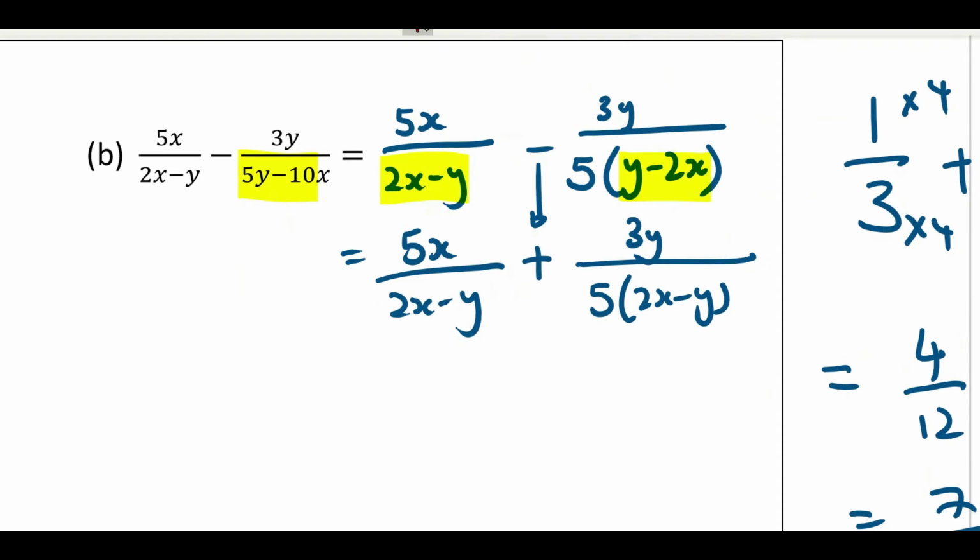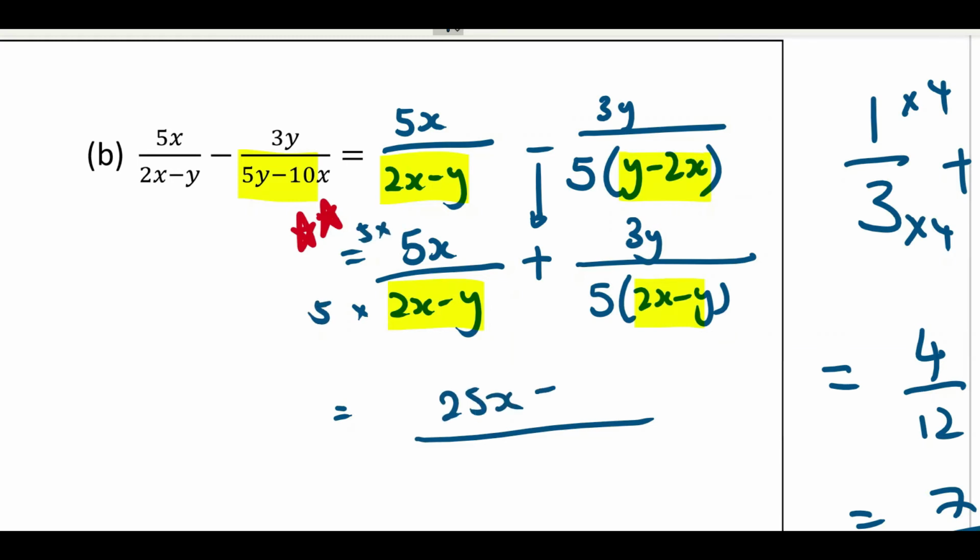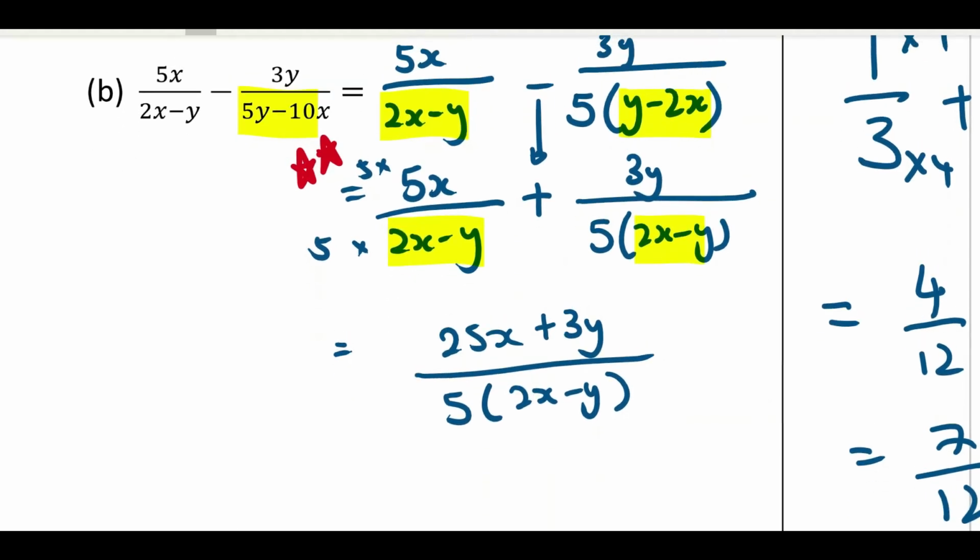Okay, this step is super important. This step is super important. Okay, and then once you get that, now the common denominator is what? Because both of them have 2x minus y, you only need to multiply by 5 to this guy and to this guy. So I have 25x plus 3y over 5. Remember, the denominator don't need to expand.